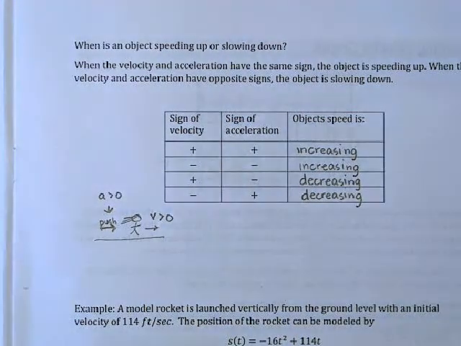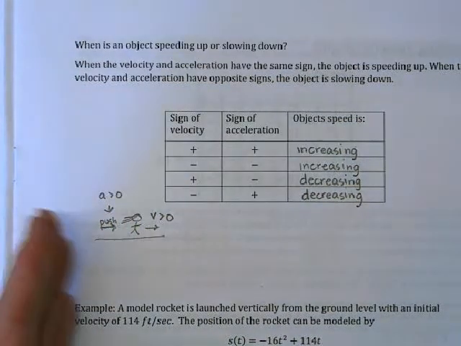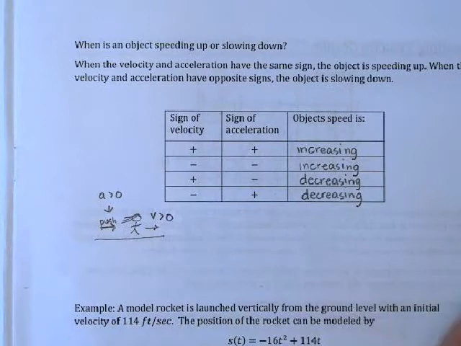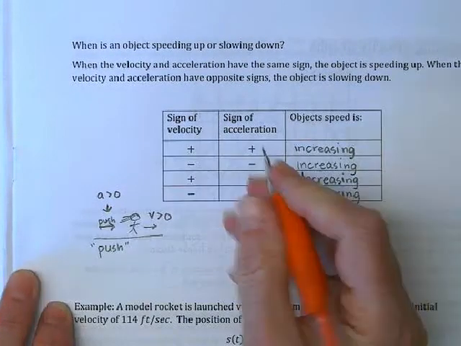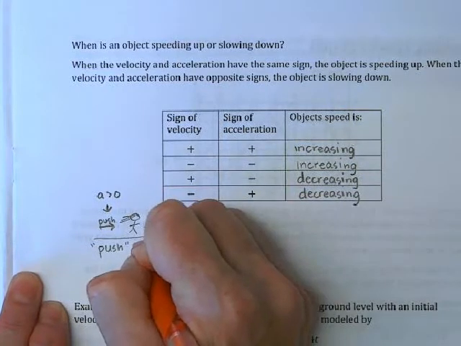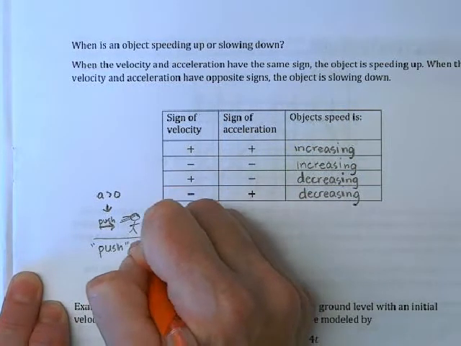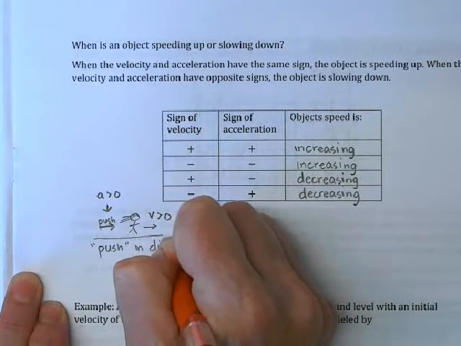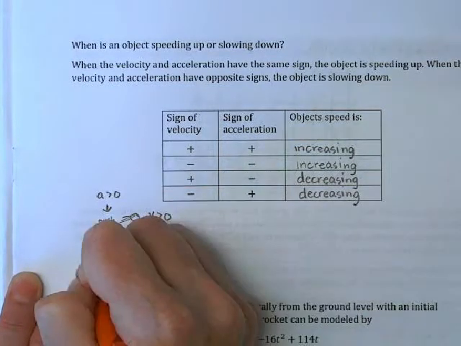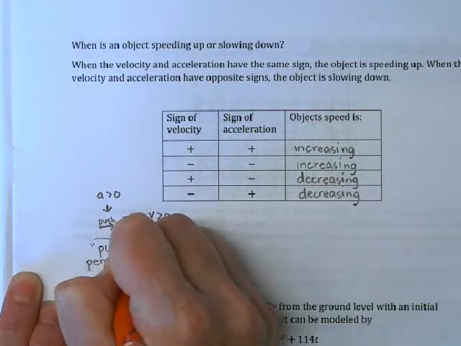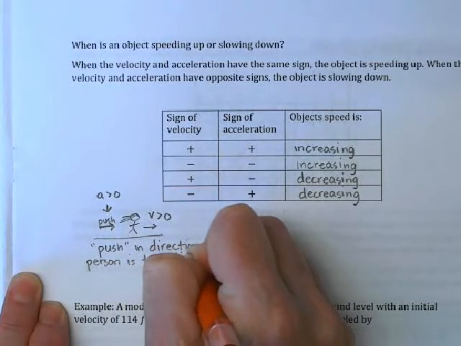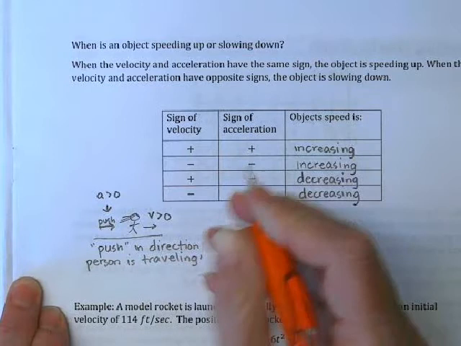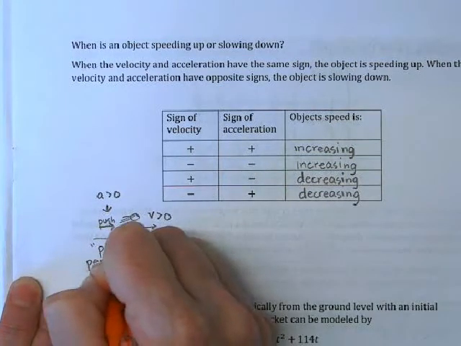You could also think of an airplane. If an airplane is moving to the right and the wind comes up from behind it and pushes it in the direction it's going, it's going to go faster. So let's put here that a push in the direction the person is traveling will speed them up.